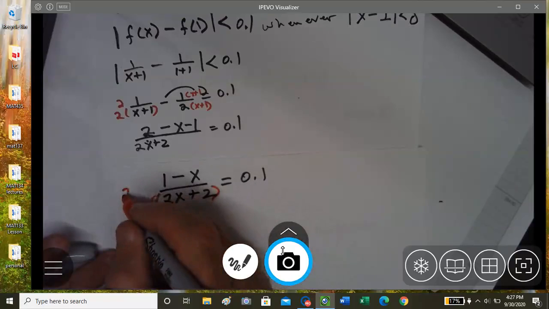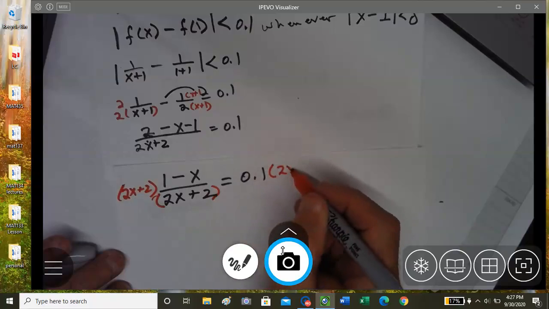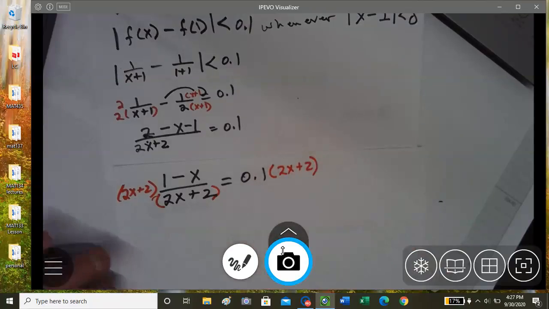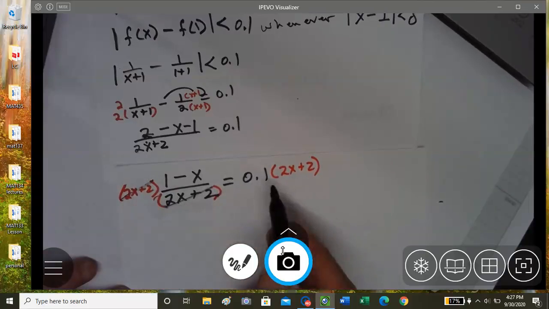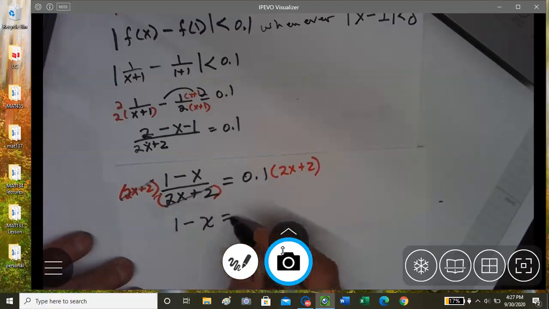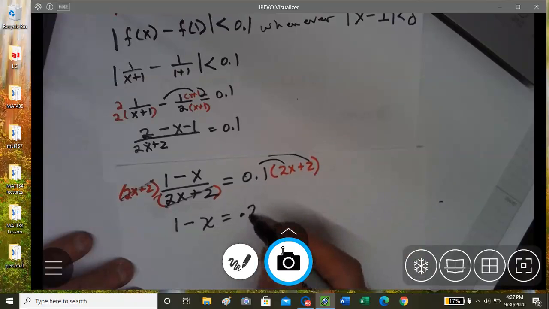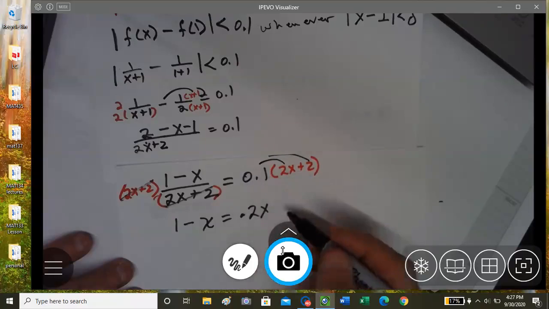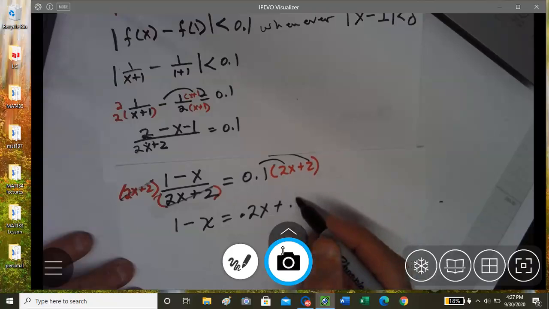Well, we multiply, right? Multiply out the denominator, 2x plus 2, and we multiply 2x plus 2 to the other side. And so that cancels the denominator out, and we have 1 minus x equals 0.1 times (2x plus 2), and here we can distribute, right? And we get 0.1 times 2x is 0.2x, plus 0.1 times 2 is 0.2.